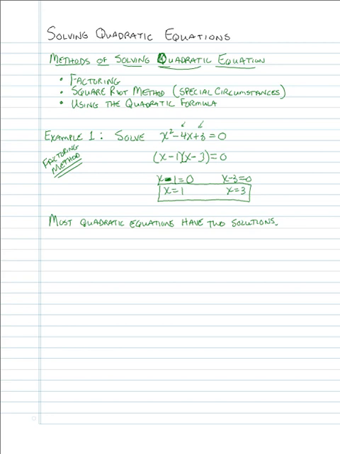Okay, well, let's take a little bit different twist on solving a quadratic equation using the factoring method. Here we're asked to solve the equation x squared minus 4x plus 3 is equal to 8. And we're going to use the factoring method, but we'll see that in a moment.